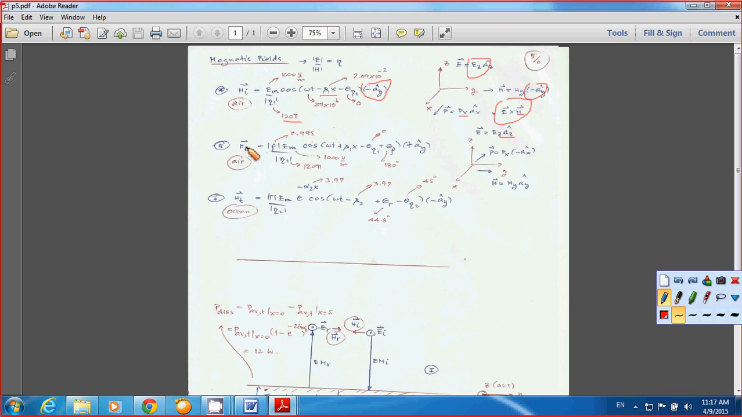Now for HR, the reflected magnetic field is equal to ER over eta 1. So you have eta 1 is 120 pi, and the magnitude of the reflection coefficient is equal to 0.995. And for the reflected wave, you know that the electromagnetic wave is moving in the negative x direction. So that's why I have the positive sign here. And beta is still beta 1 because we are in medium number 1.